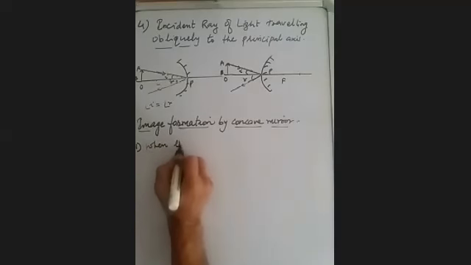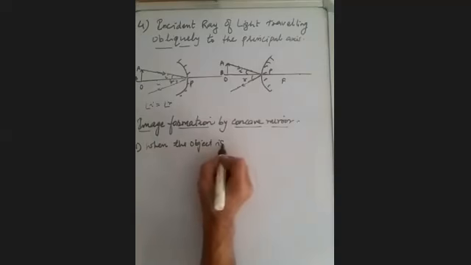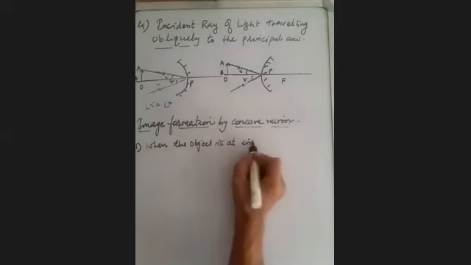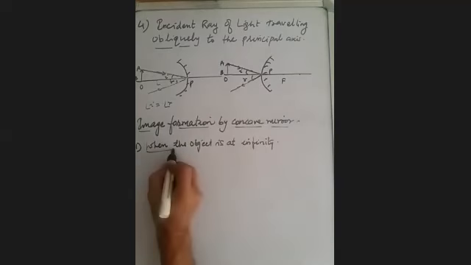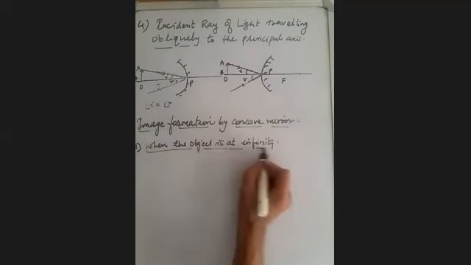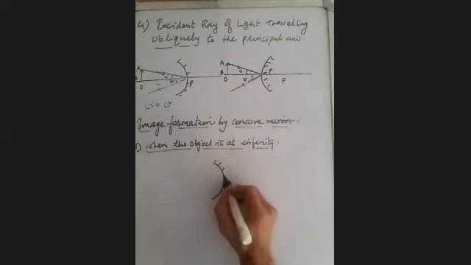When the object is at infinity, that means the object is very far away from the mirror. So we can consider an object at infinity. That means an object is very far away from the mirror. So this is the mirror, concave mirror, because we are considering concave mirror only.